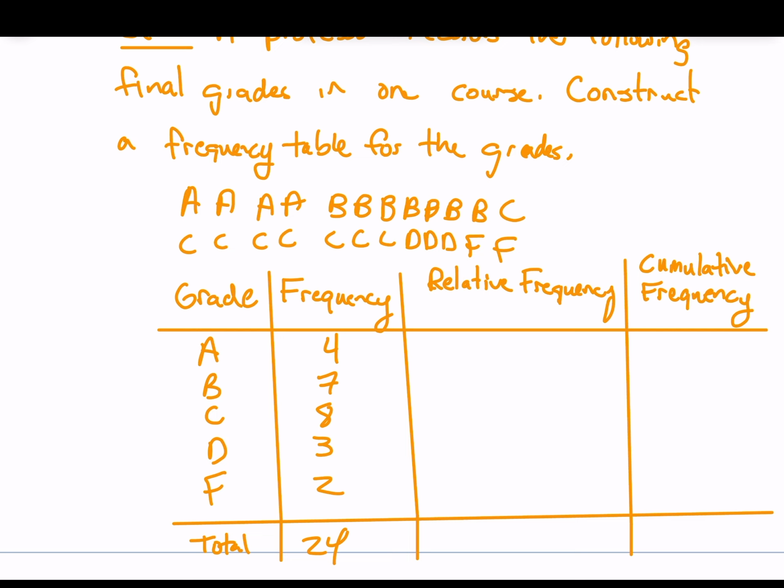Now for relative frequency, we write that as a fraction. So 4 over our total of 24, and that gives us 16.7%. 7 over 24 gives us 29.2%. 8 over 24 gives us 33.3%.